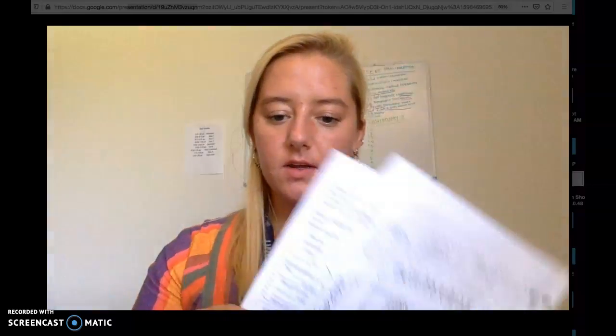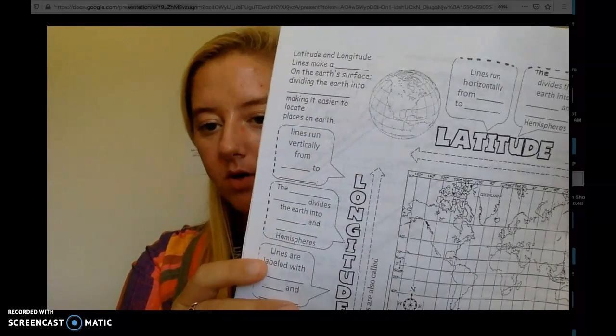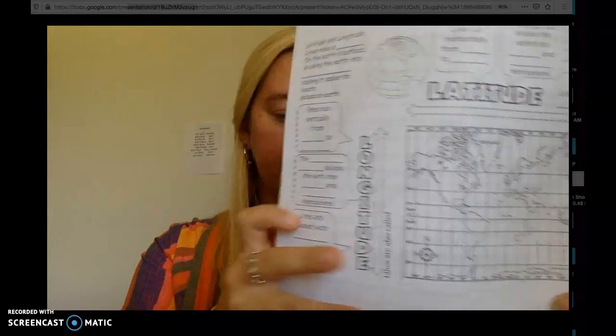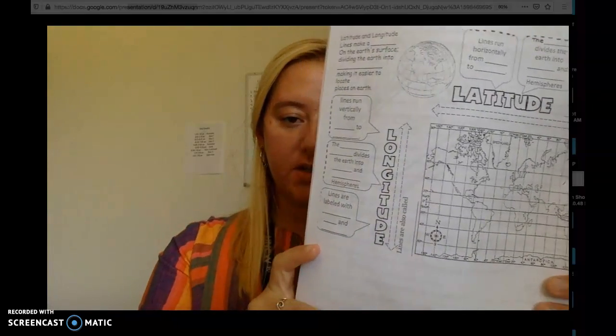We're going to be going over our latitude and longitude notes. It looks like this in your notebook. There's also a screenshot of this page up on your assignments. So if you'll turn to this page, we'll get started.